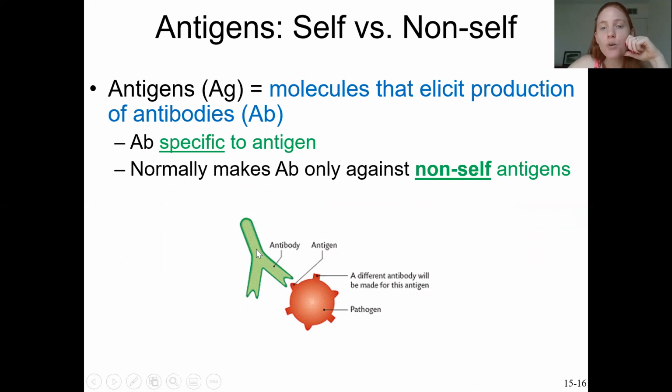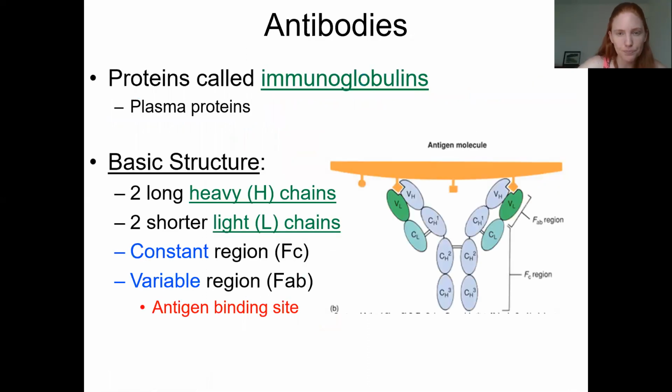Antibodies are a protein. They have this little special Y shape here. And those proteins create a very specific binding site that will only fit, again, like the lock and key model, a very specific antigen. Okay, so the antibodies help distinguish self from non-self because they're going to bind to non-self antigens, things that are not part of your body.